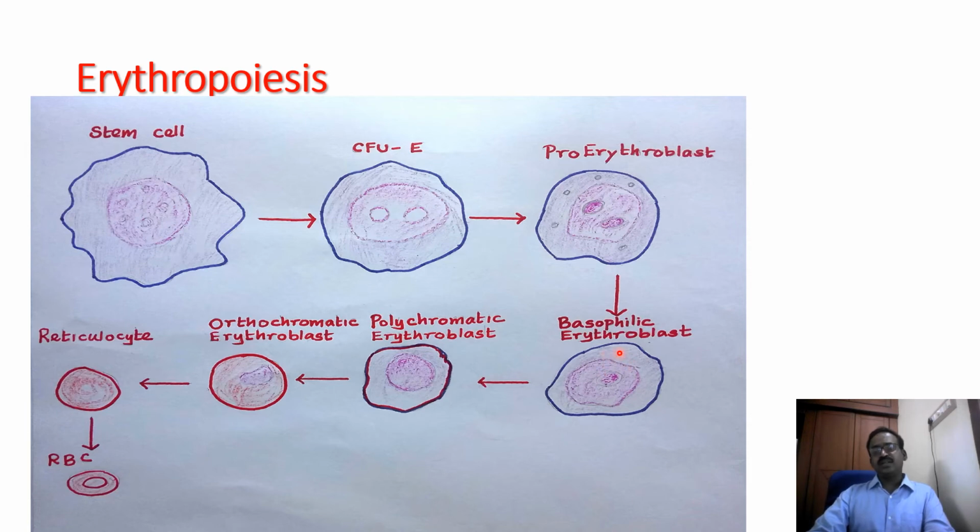The hemoglobin starts appearing in this stage and mitosis occurs. In the polychromatic erythroblast, mitosis is active, and it is otherwise called the intermediate normoblast. In the orthochromatic erythroblast, hemoglobin synthesis is almost complete in this stage, and reticulocyte is the immediate precursor of the RBC. RBC is the final cell of erythropoiesis, the mature RBC.